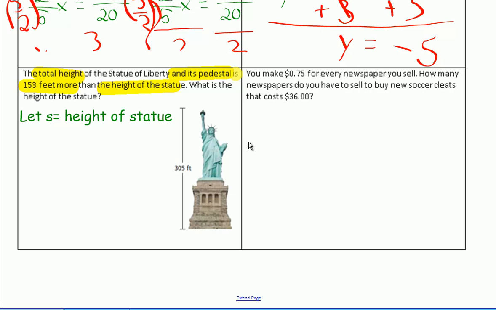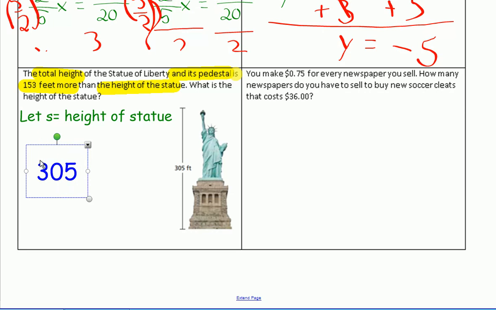Okay. And then I see a picture here, so this might help. I have the picture. Looks like the statue and this base part. The base part is called the pedestal. The total height of the Statue of Liberty and its pedestal. That's this. So I need to substitute this whole information right here, the total height of it and its pedestal all together is 305 feet.